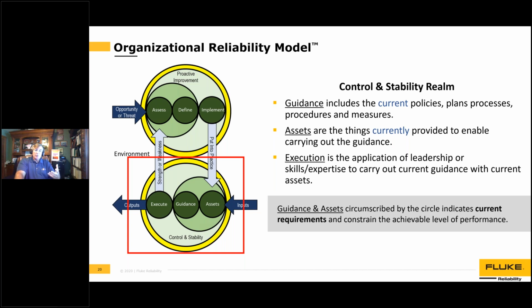And when I say it constrains achievable level of performance, that means you can't get blood from a stone, right? If you've only given me 7 people in a shop that requires 10 people, I can't get all of the guidance done that you're asking me to do. Part of that guidance might be your PM program, or your condition monitoring program, whatever it might be. In my book and in my workshops, I talk about how the subordinate person influences the senior person to make a change.